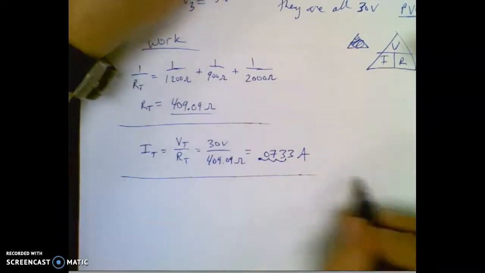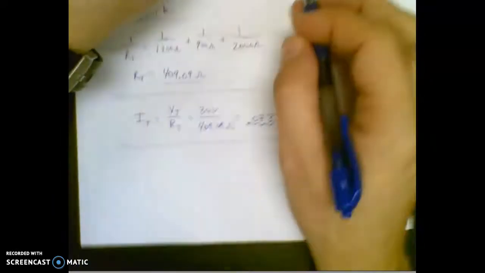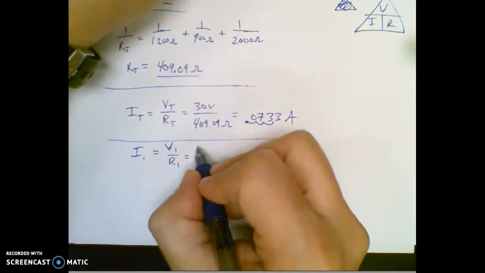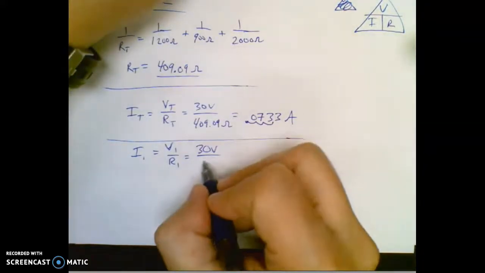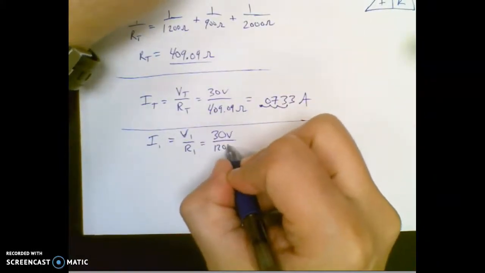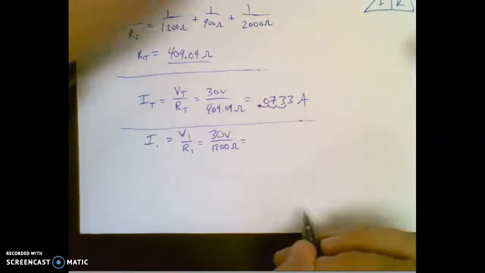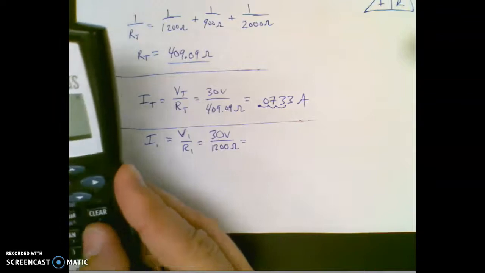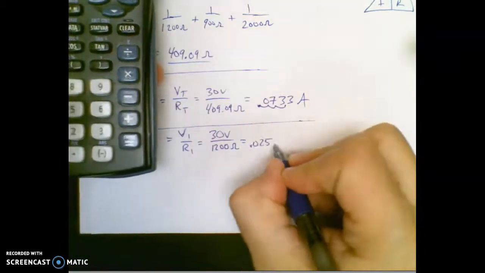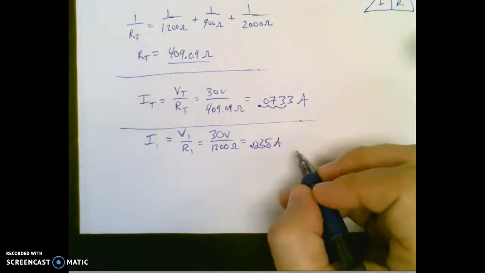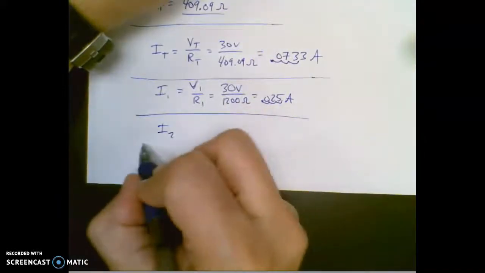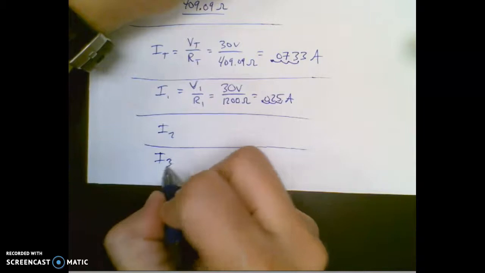And then we can do current at 1, current at 2, and current at 3. So I1 equals V1 over R1. My voltage 1 is the same as my voltage anywhere because it's just a straight parallel circuit. My resistor 1 is the 1.2 kiloohms. Now don't use kiloohms. In Ohm's law, you have to use regular ohms. So I have 30 divided by 1200. I get 0.025 amps, which is 25 milliamps up here. And then we'll do the same thing for I2 and I3. I'll pause it here, do the work, so I'm not wasting time.